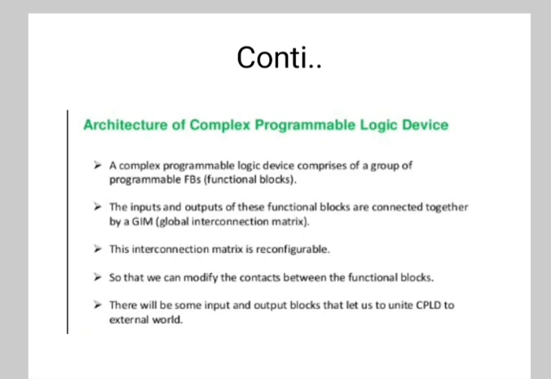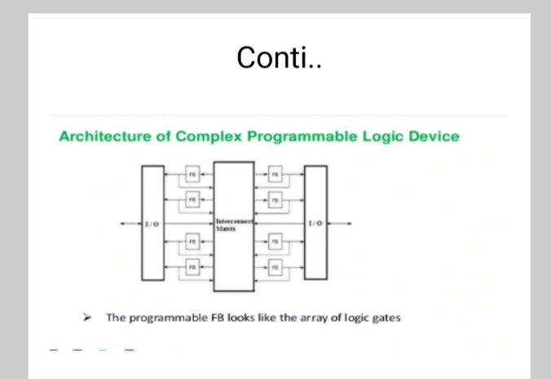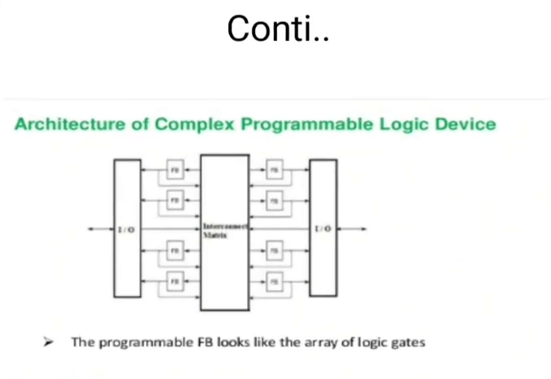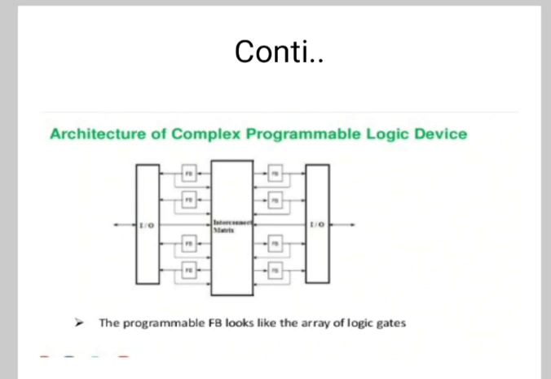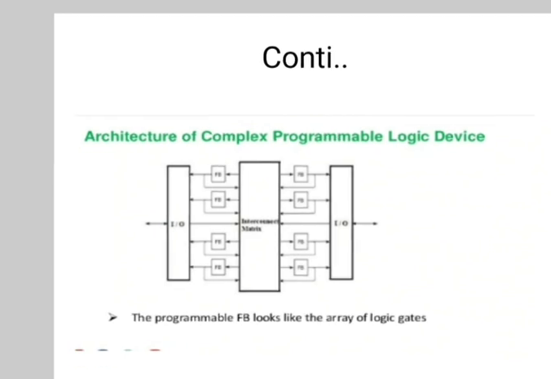So, the architecture of a CPLD. A complex programmable logic device comprises a group of programmable functional blocks. The inputs and outputs of the functional blocks are connected together by a global interconnection matrix, and this interconnection matrix is reconfigurable, so we can modify the connections between the functional blocks. There will be some input and output blocks that let us connect a CPLD to external ports. So here is a diagram of a CPLD. The programmable functional block looks like an array of logic gates.